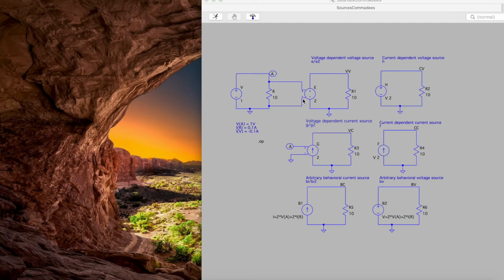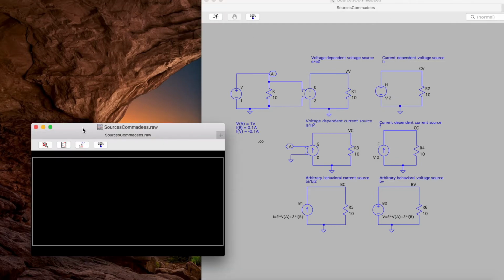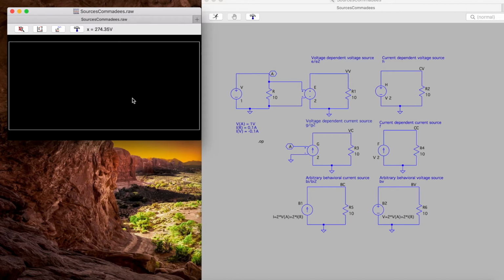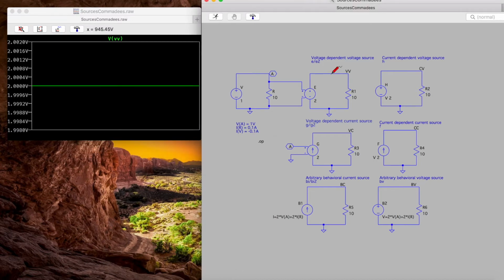Let's have a look at the voltage dependent voltage source. Here we have the voltage reference and here the voltage gain, and if I run this circuit, the voltage here is equal to 2 volt.